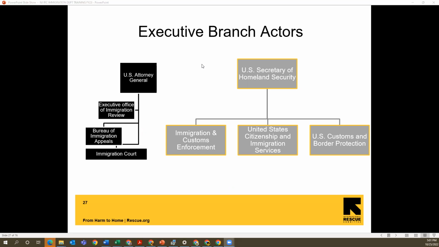And then we have the Justice Department on the left. It's led by the U.S. Attorney General, and the U.S. Attorney General oversees the Executive Office for Immigration Review, which is EOIR, which you might see in the future in our work. And then we have the BIA, which is the appellate body, and then the Immigration Court, which is where we have clients who may be in removal or deportation proceedings.